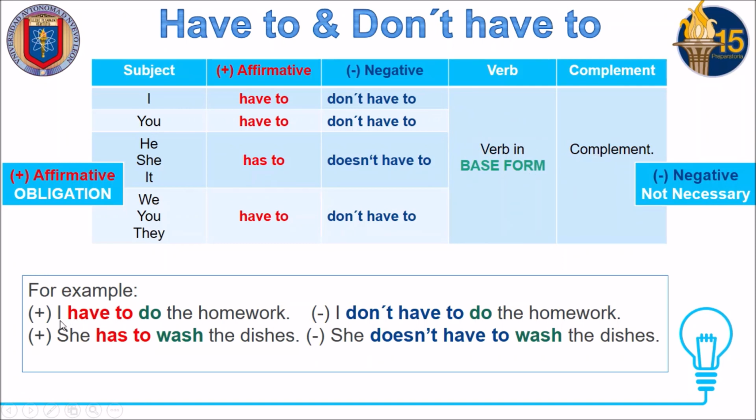So the example given says, I have to do the homework, that's an obligation. And in here, negative form, I don't have to do the homework because I already did it in class, so that's not necessary, you already did it. She has, so this is a change, third person. She has to wash the dishes, an obligation. She doesn't have to wash the dishes. Maybe the mother already washed them.